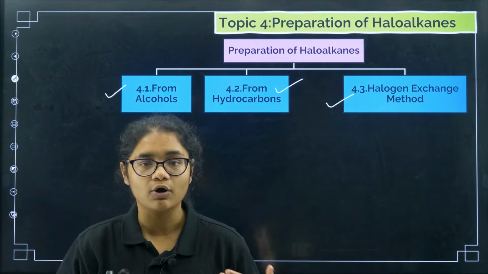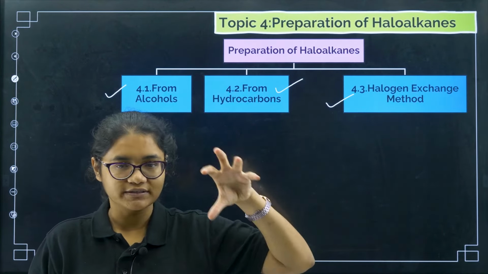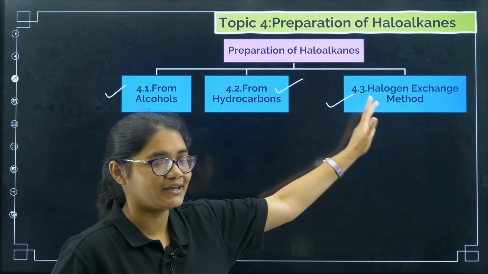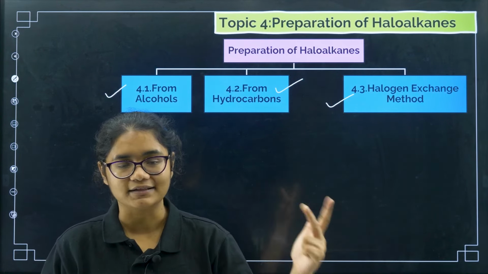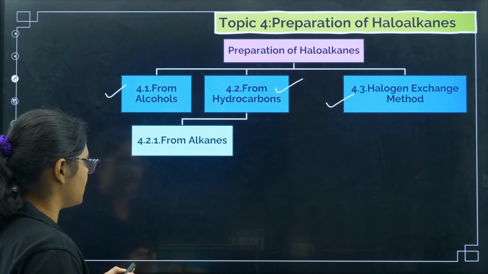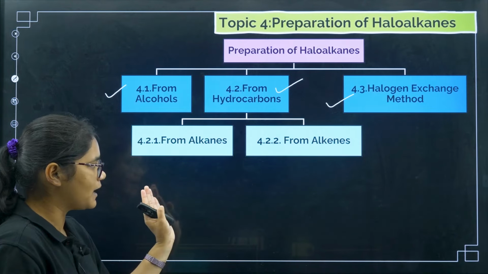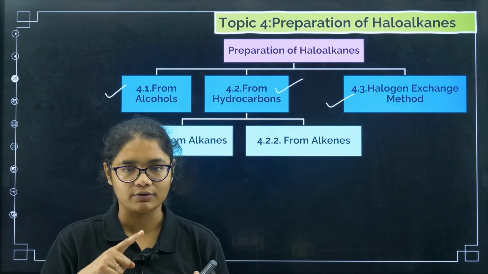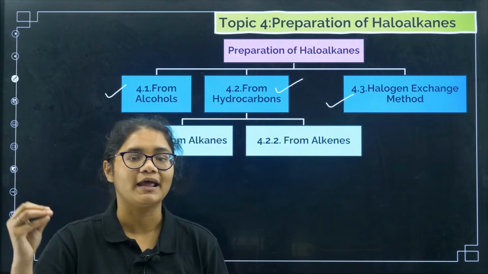I want everyone to recall this again and again. For preparation of haloalkanes, we have 3 sources: first is alcohols, second hydrocarbons, and third is the halogen exchange method. Now coming to hydrocarbons, here we have 2 types. We can prepare from alkanes and from alkenes. Alkanes are also hydrocarbons, alkenes are also hydrocarbons, so using both these alkanes and alkenes we can prepare haloalkanes.